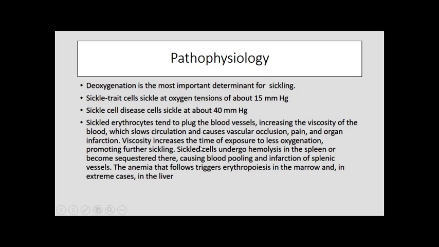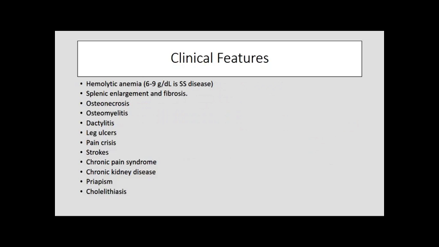Anemia will develop, and this will trigger erythropoiesis in the marrow, and in the extreme cases, in the liver. So they are going to have extramedullary hematopoiesis, and it will be the marrow of different organs producing cranial deformities, producing some skeletal deformities, fractures, splenomegaly, hepatomegaly, all of the things that appear when there is extramedullary hematopoiesis. So these are things that can appear.